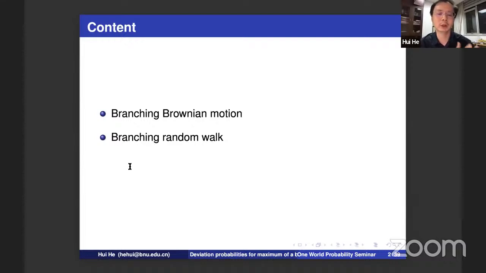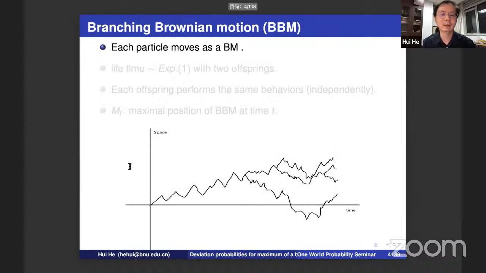And some of them were already mentioned in Bastien's talk. So first, I would like to recall the definition of branching Brownian motion, okay? And my definition is a little bit simpler than Bastien's. So branching Brownian motion is a particle system. In this particle system, each particle moves as a Brownian motion, and each particle has a random lifetime distributed as exponential 1.